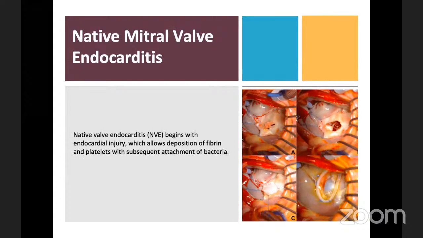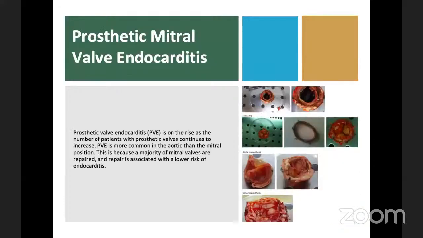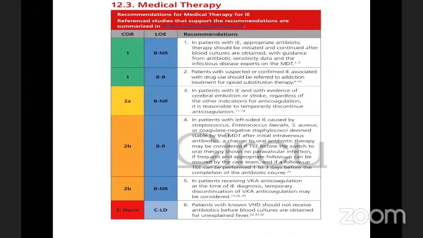In native mitral valve endocarditis, it begins with an endocardial injury, which allows for deposition of fibrin and platelets with subsequent attachment of bacteria, which leads to native mitral endocarditis. In prosthetic valve endocarditis, there is a rising number of patients, but it is more common in the aortic than in the mitral position, because the majority of mitral valves are repaired instead of replaced.